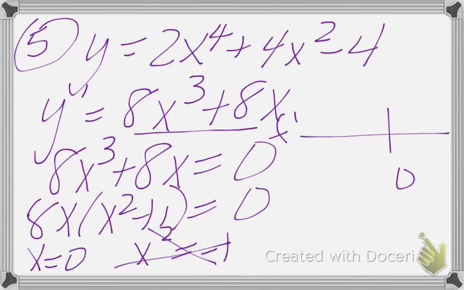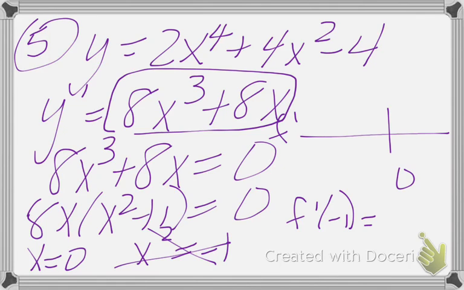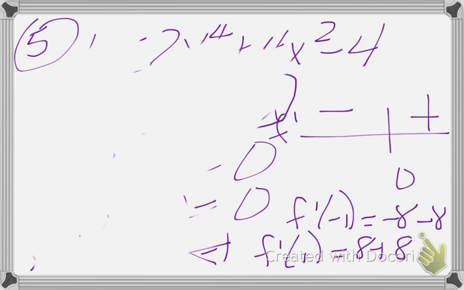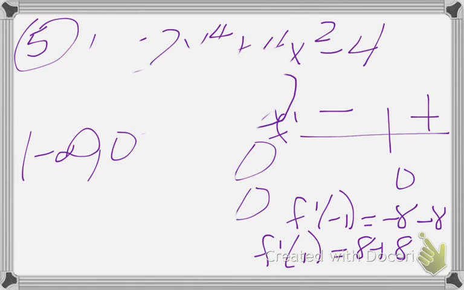We're plugging into the first derivative. Here it is. Okay, so f prime of negative 1 will be negative 8 minus 8, that's negative. And f prime of 1 will just be 8 plus 8, that's positive. Let's make some room. So the question is asking, when is this decreasing? And it's decreasing from negative infinity until it gets to 0. And so that is choice D.